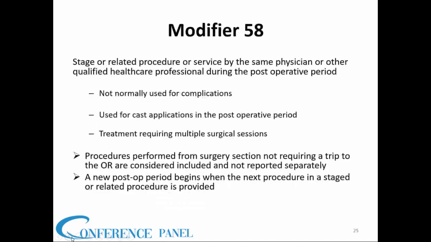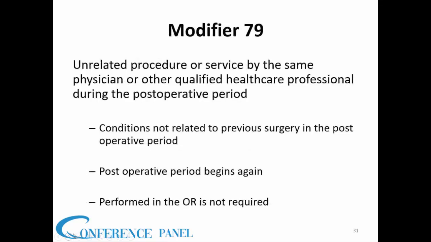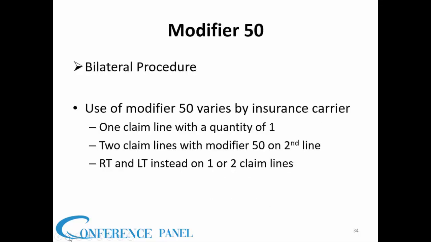All right, now we have 58. And 58 has a couple of different things that happen with it. We have staged or related procedures. Modifier 78, I call this the complication modifier. All right, 79 is when you have two totally, completely different things performed within the global period of another. Modifier 50, the bilateral modifier.